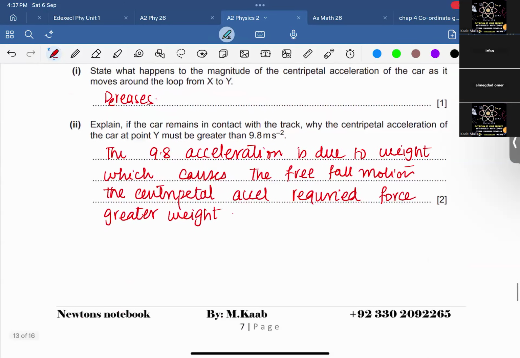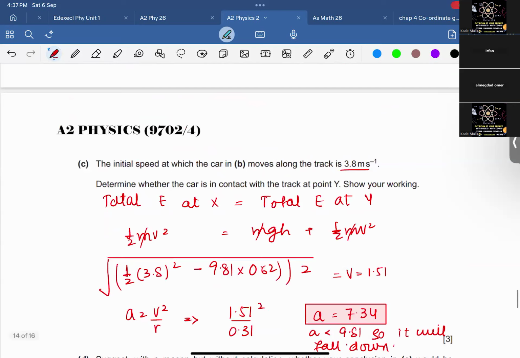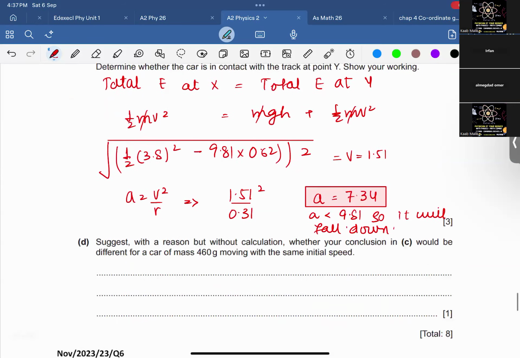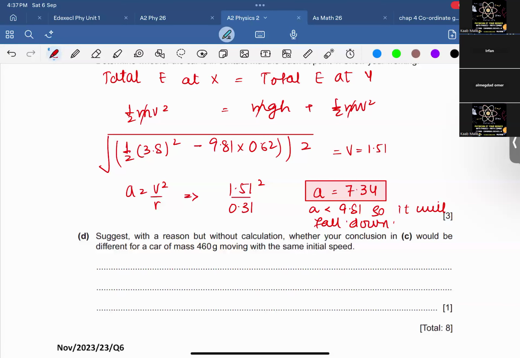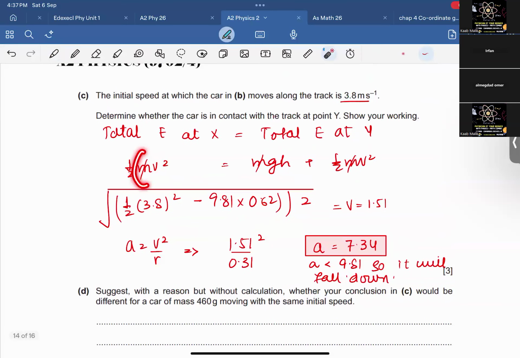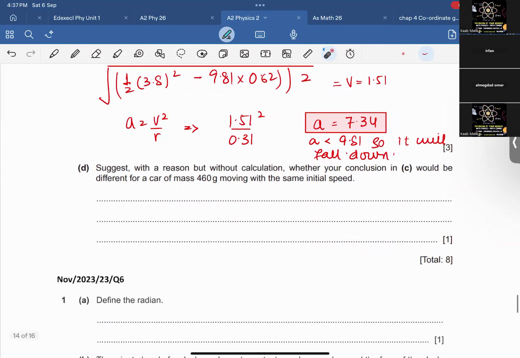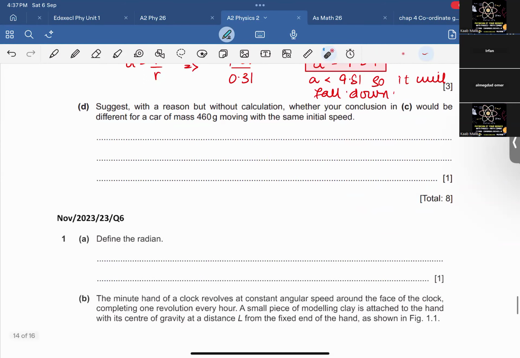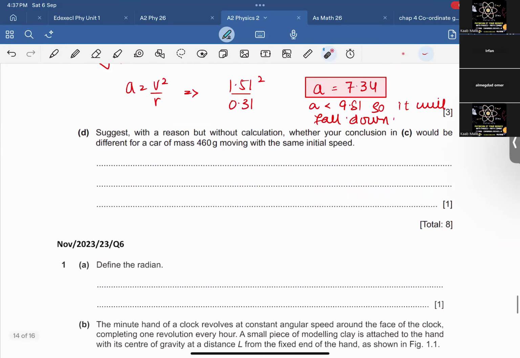Without calculation, would it then fall down faster? It will fall down more? No, the mass is cancelled out. So there isn't any effect of the mass on this motion, where we are not considering any friction force or something, right? If we consider friction or other things, then the mass will be considered.